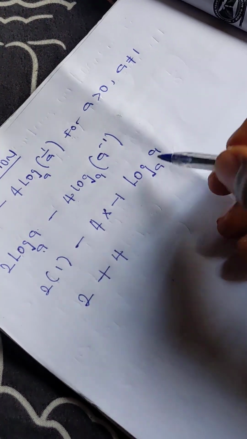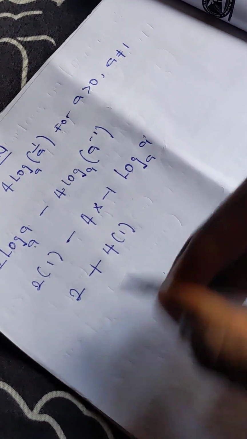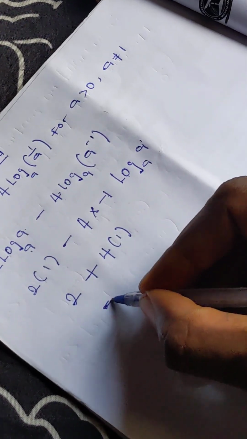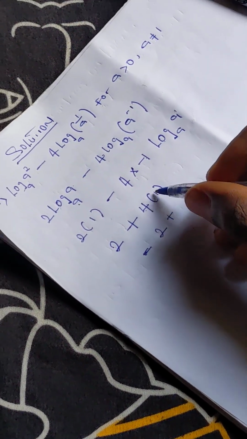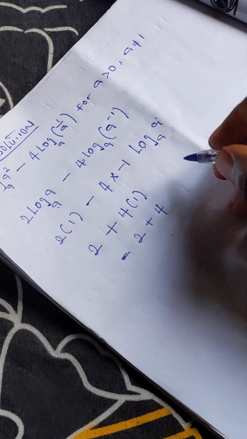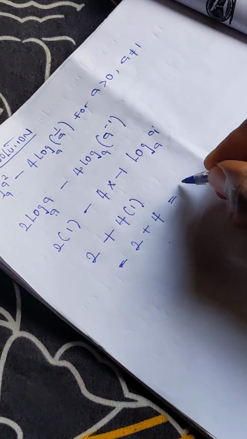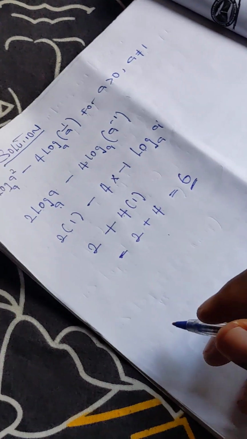So what do we have here? Remember we said logarithm of the same base is 1. So we simply have this is equal to 2 plus 4 times 1, which will give me 4. So what do we have? 2 plus 4 is equal to 6. So 6 is the answer for this particular question.